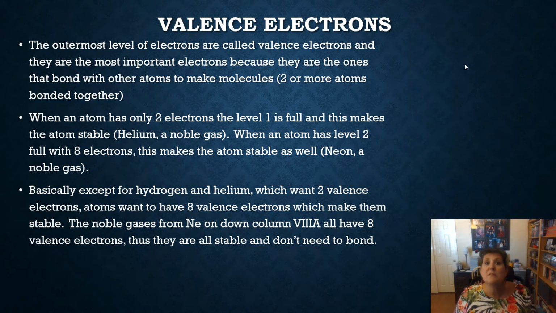Basically, all the other atoms can make bonds and form molecules and compounds. Except for hydrogen and helium, which just want to have 2 valence electrons, most of the rest of the atoms want to have 8 valence electrons. That makes them happy and stable. So the noble gases, again, from neon on down, that last column, 8A, all have 8 valence electrons, and they're very stable and don't make bonds. So really what you need to remember from this is that the noble gases are stable and that valence electrons are the important electrons.